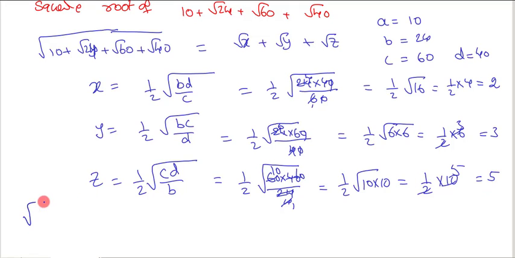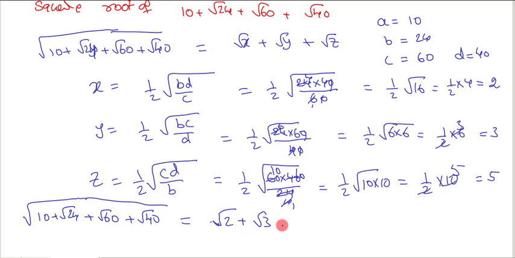So the square root of 10 plus root 24 plus root 60 plus root 40 is under root x, which means under root 2, plus under root 3 plus under root 5. So this is the square root of the given number. This is how to find the square root of a trinomial quadratic surd.